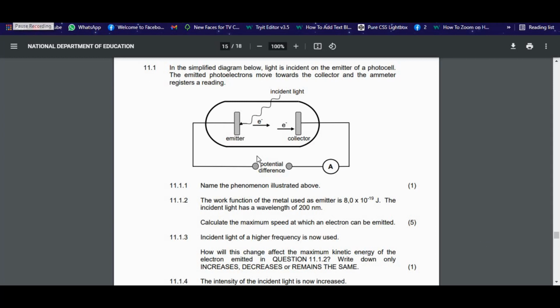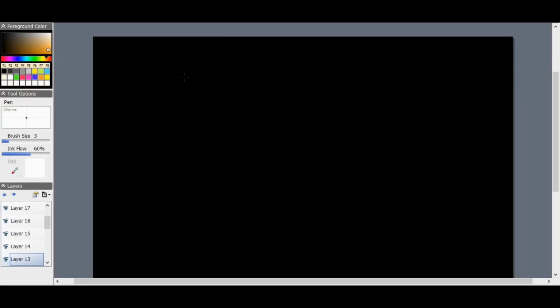Well, the only thing left to do now that we are done is to go and mark it. So name the phenomenon, of course, 11.1, that is illustrated above in that question. That's obvious, guys. It's the photoelectric effect. I don't even have to write it down, but I will. That's the photoelectric effect. Awesome. 11.1.2, not 11.2.1, so let's fix that.